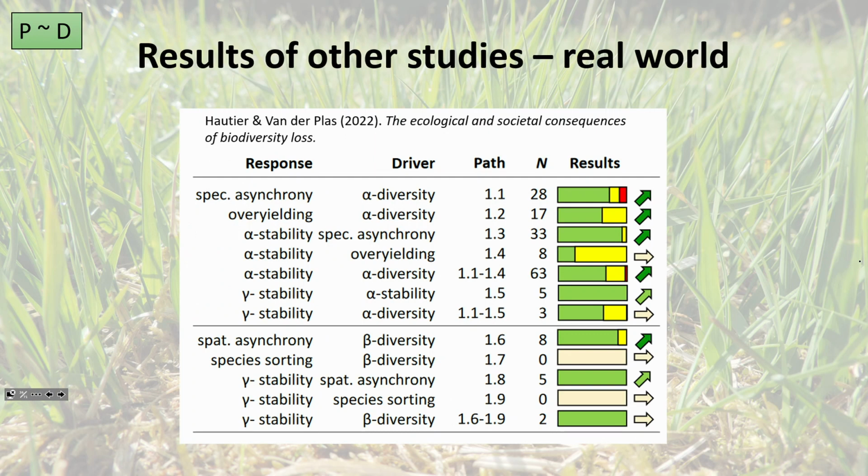Surprisingly, there is not much conflict in the literature here. This is, again, a nice study by Hautier and colleagues, two years old, showing that whatever the response is, which are different measures of stability here, and whatever the driver is, which are different measures of biodiversity, you basically always see a positive relationship. So not much conflict in here.